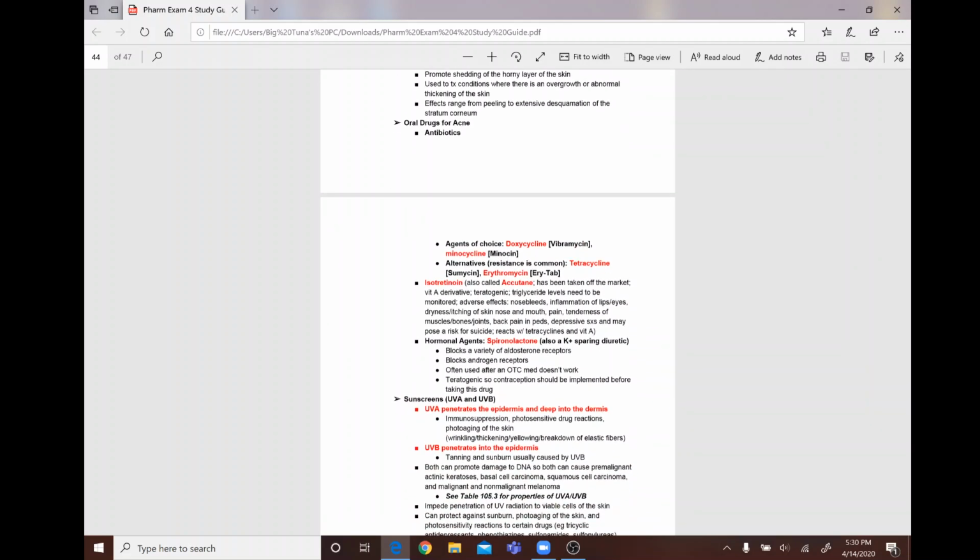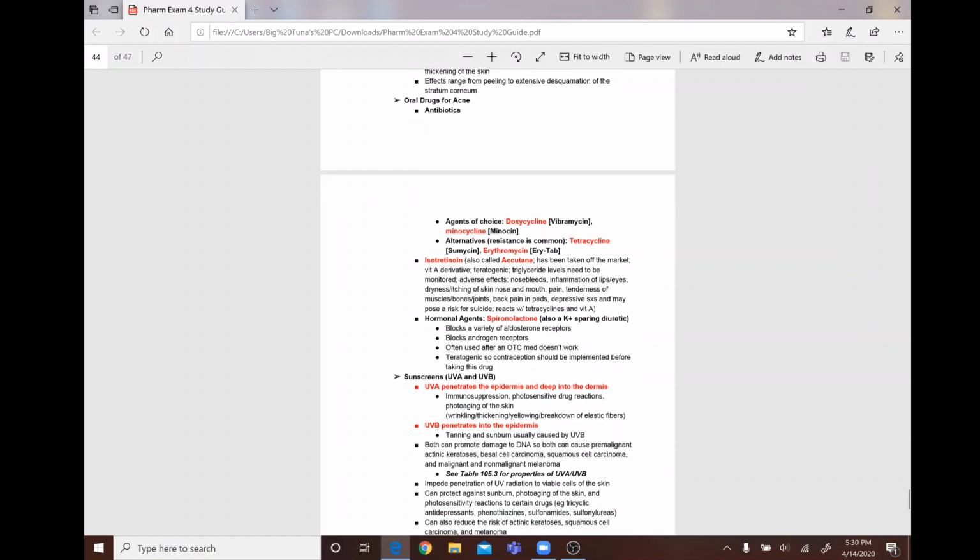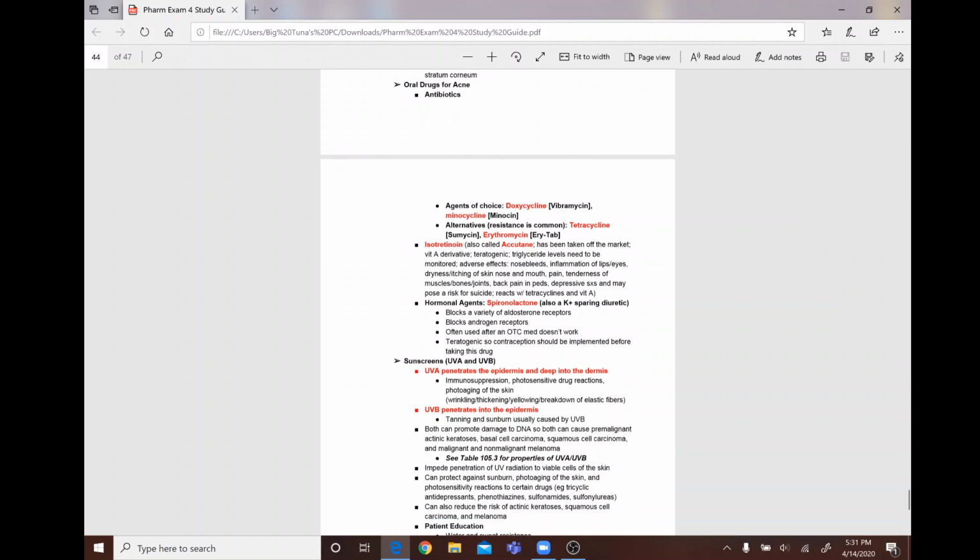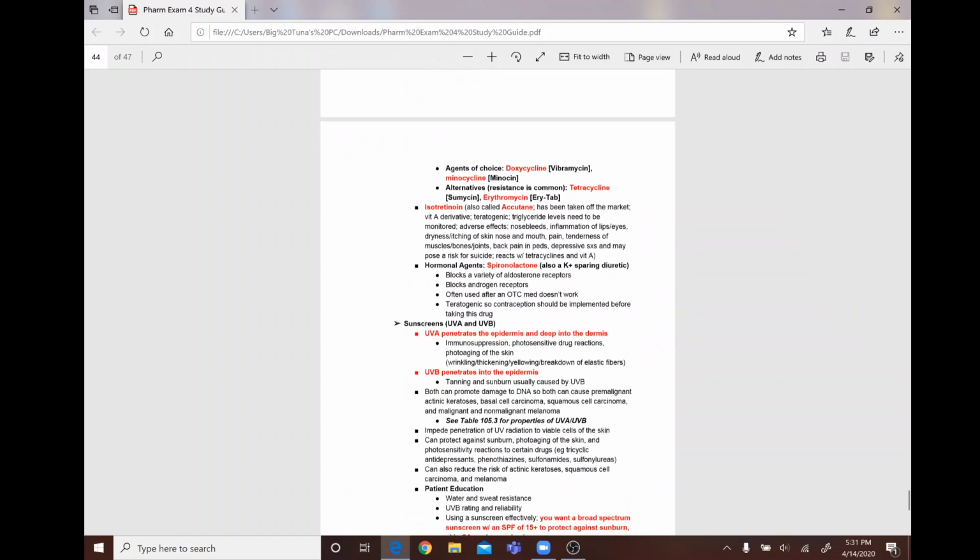All right, oral drugs for acne. What are the antibiotics we use for this? Doxycycline and minocycline, then tetracycline or erythromycin. You can also use isotretinoin and then spironolactone. All right, tell me about isotretinoin.